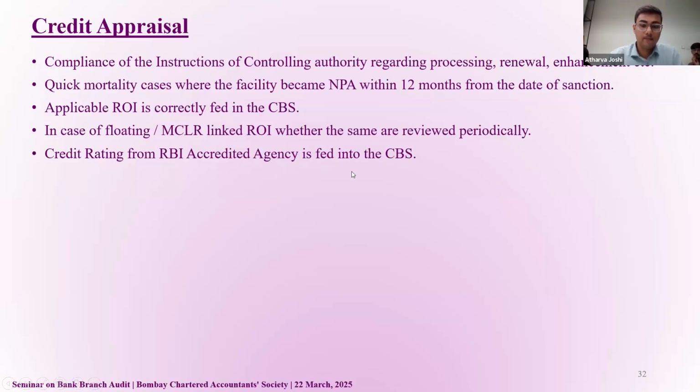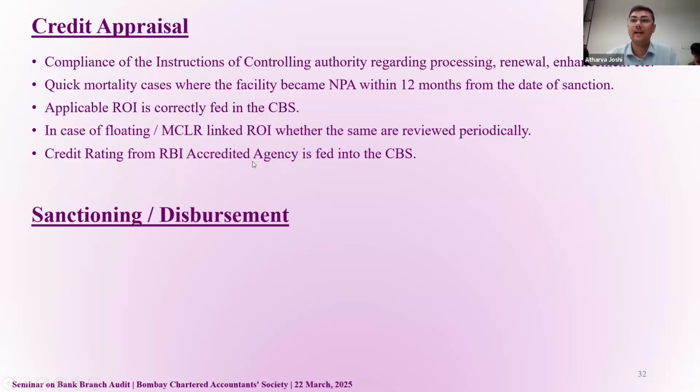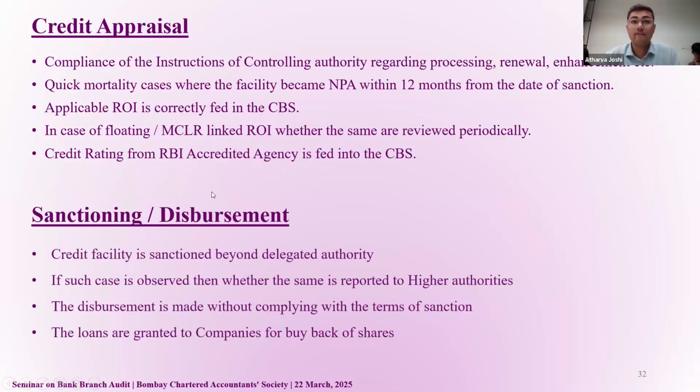Moving towards the next area, that is sanctioning and disbursement. So in sanctioning and disbursement, we can see whether the credit facility is sanctioned beyond the delegated authority, beyond the sanctioning authority. So if such cases are observed, then whether the same cases are reported to the higher authorities, that is either the regional office or the zonal office. Then whether the disbursement is made without complying with the terms of conditions, whether the loan is granted to companies for buyback of shares.